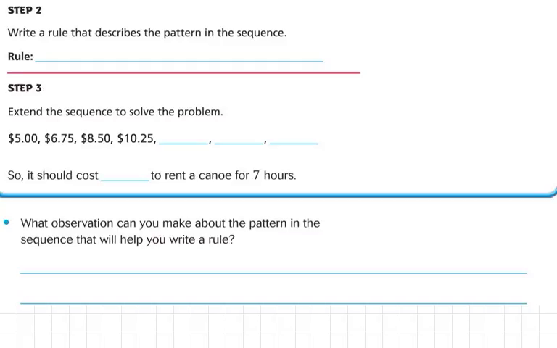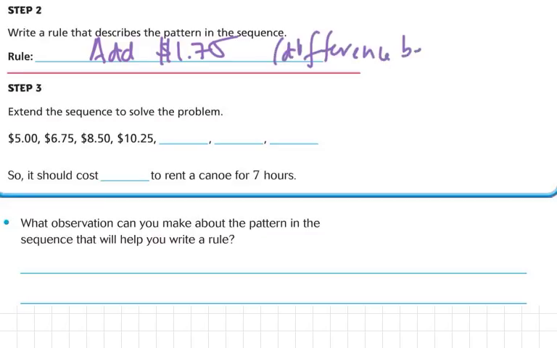So now, boys and girls, we're going to go on to step 2. Step 2 says, write a rule that describes the pattern in the sequence. So our rule, we could say, is simply add $1.75, because we saw that that's the pattern. And the reason why we got that is that was the difference between terms.